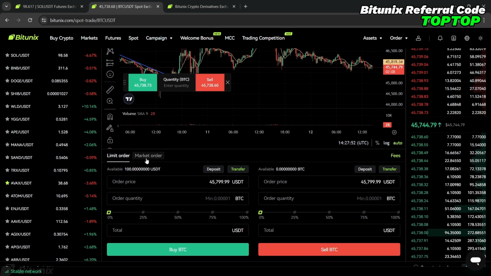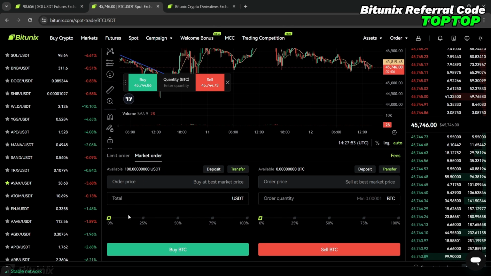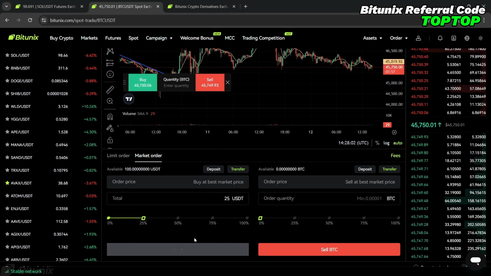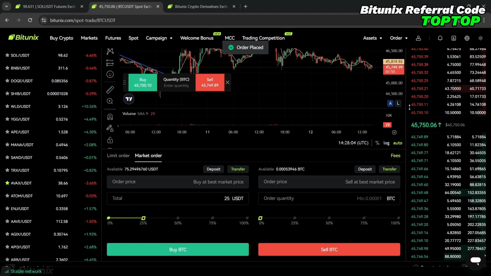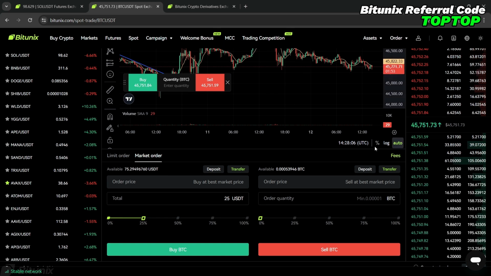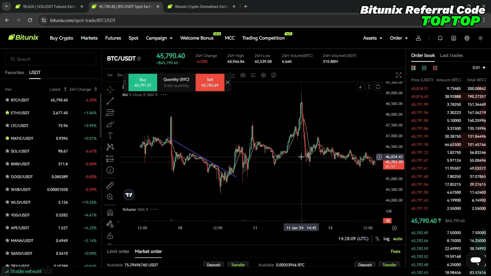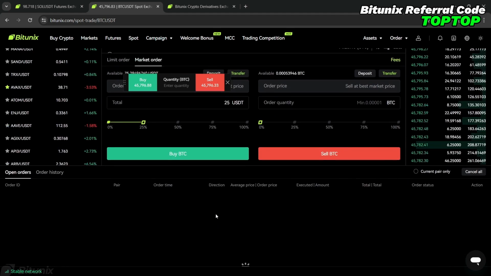Right now, I have $100 in USDT. Let's say I want to place a market order for 25% of what I have, that's $25. All I have to do is go ahead and hit that Buy BTC button. That automatically sets the order at the last market price. And now, we've officially bought Bitcoin on spot.